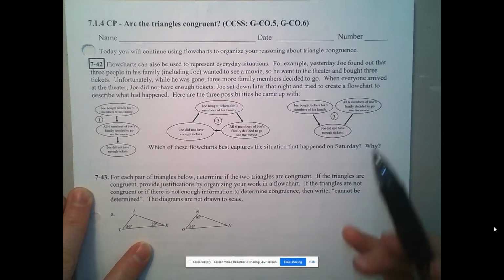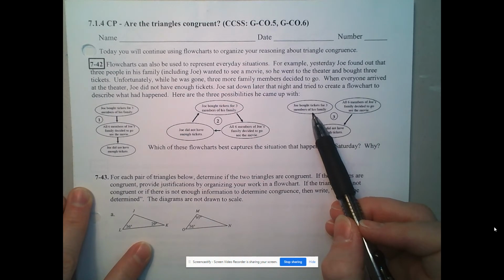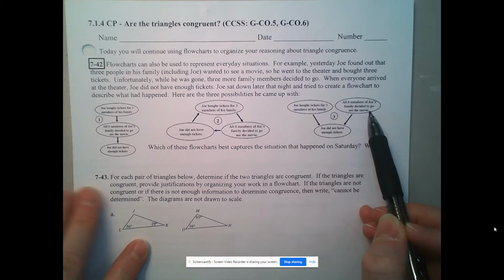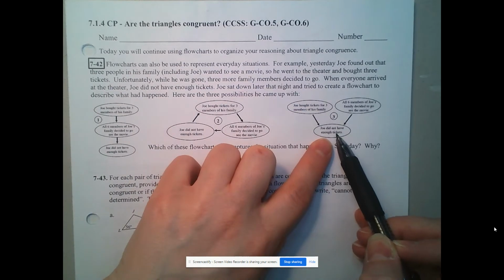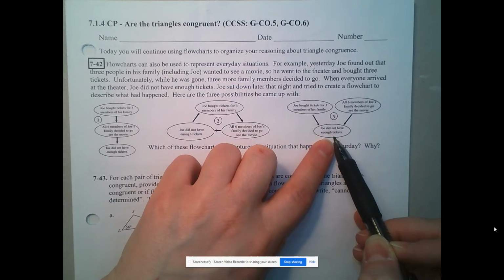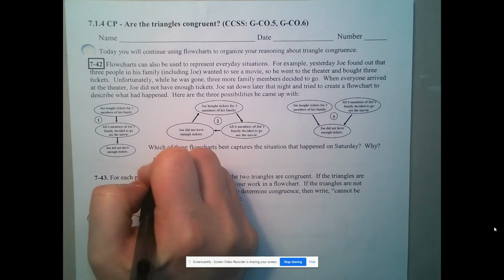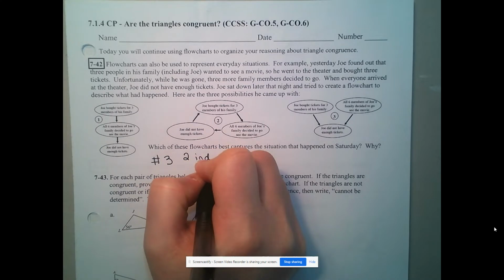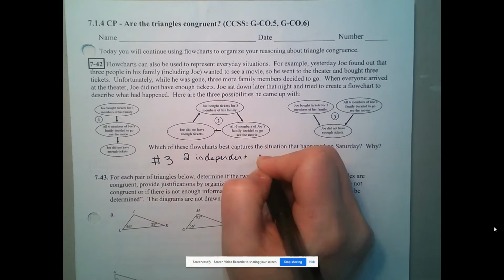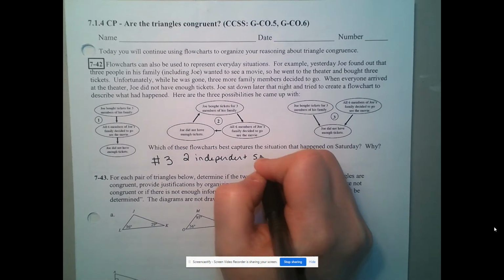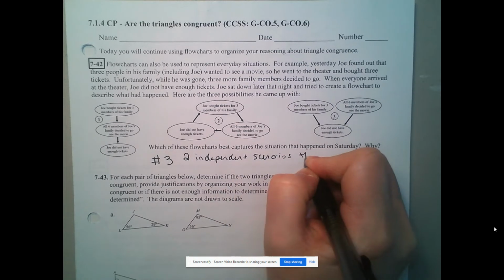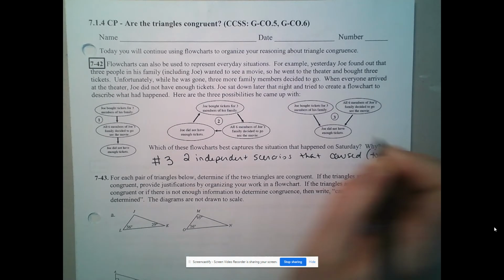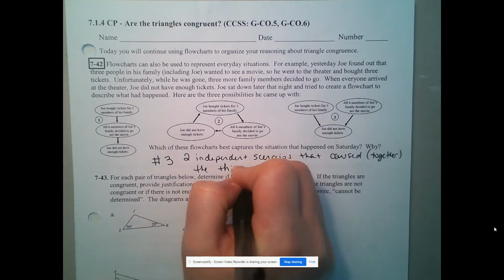And this one says, Joe bought tickets for 3 family members, and all 6 members of his family decided to go to see the movie. So putting those 2 things together, we come to the conclusion that Joe did not have enough tickets. That would be our choice number 3. So there were 2 independent, let's say, scenarios that caused together the third scenario.